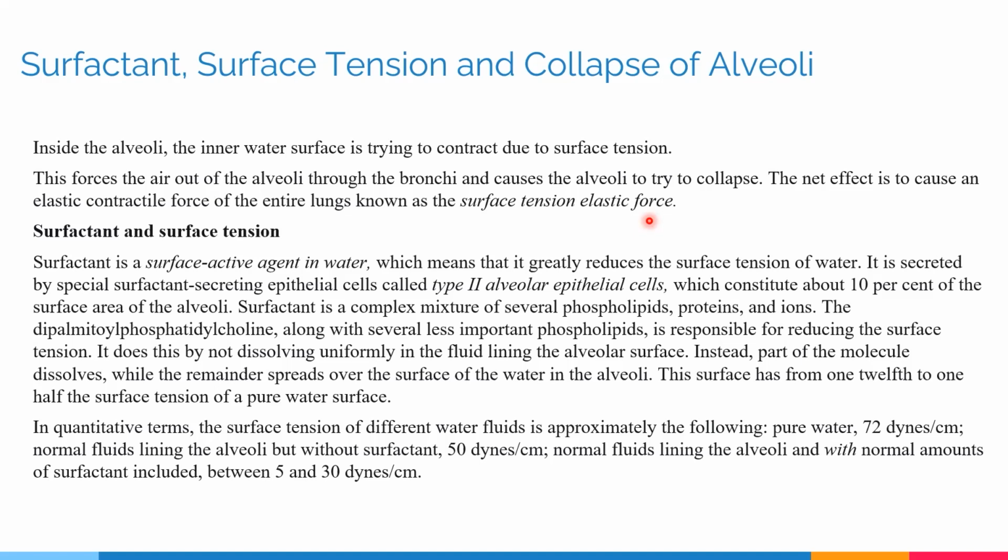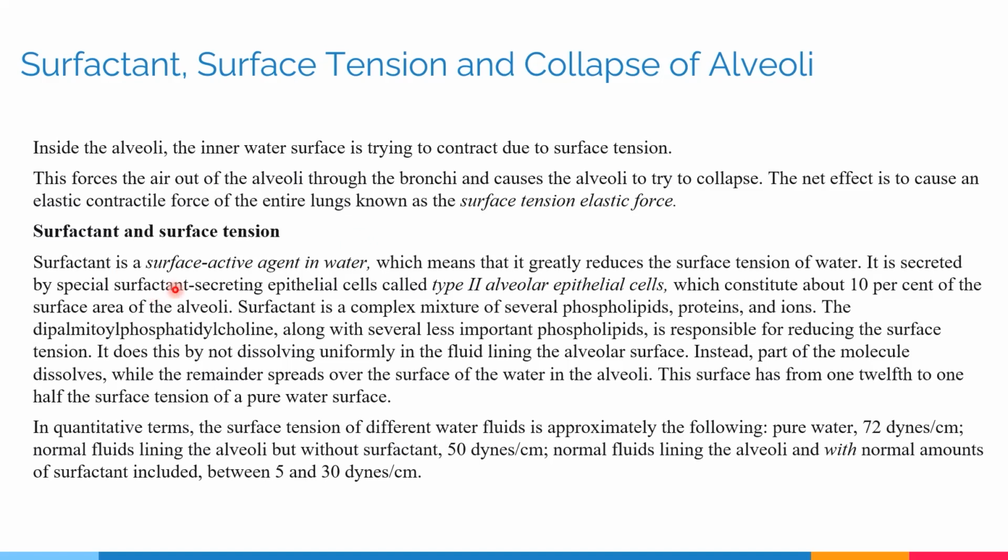Similarly, in this case, the alveoli, which have an inner water surface, try to collapse in on themselves in order to reduce the surface area due to surface tension. And this, in this particular context, is known as the surface tension elastic force that acts on the lungs. Now, in order to counteract the surface tension elastic force, various parts of the lung alveoli secrete a special surfactant.